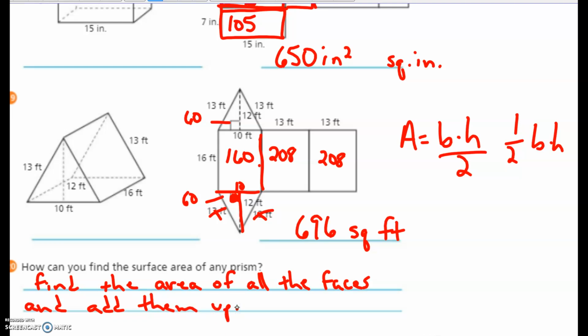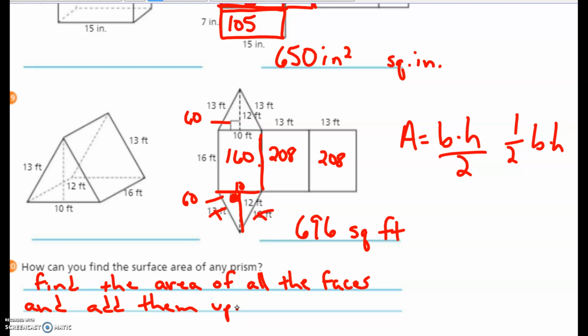Because we're finding area, our label is always going to be squared. Square feet, square centimeters, square inches. Volume, because it was 3D and you were filling something up, was cubed. Area is always going to be squared.